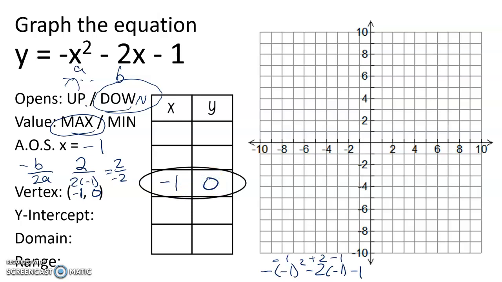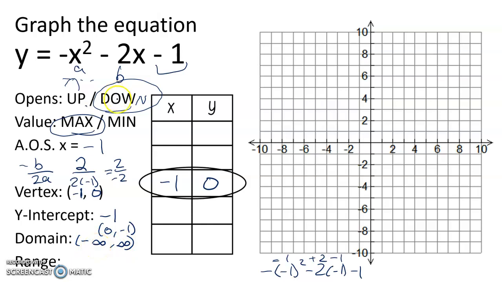All right. My y-intercept is the c value. This one right here. So my y-intercept is going to be negative 1. Or I'm also going to write out 0, negative 1. Domain. Negative infinity to infinity. That means I can plug any number I want in for x.